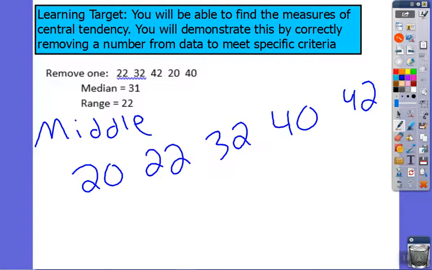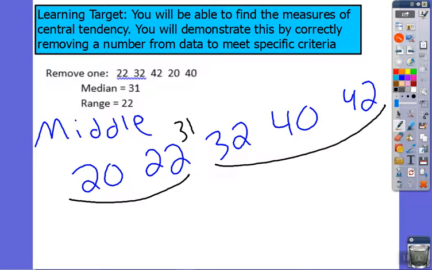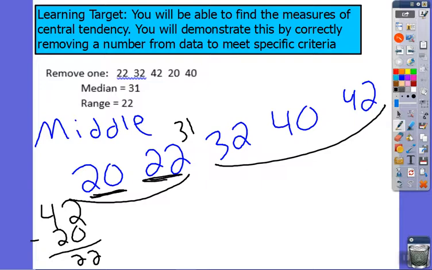And we want the middle to be 31. So it would have to be here. So since there are 2 on this side, there could only be 2 on this side. So I definitely have to remove either the 32, the 40, or the 42. The second fact that I have on there is that the range is 22. Range is when you take the highest to the lowest. And please notice that if I took the 42 that I have up there right now and minus the 20, that is 22. So I know for sure I'm keeping this, and I'm keeping this. So we're down to either removing the 32 or the 40.